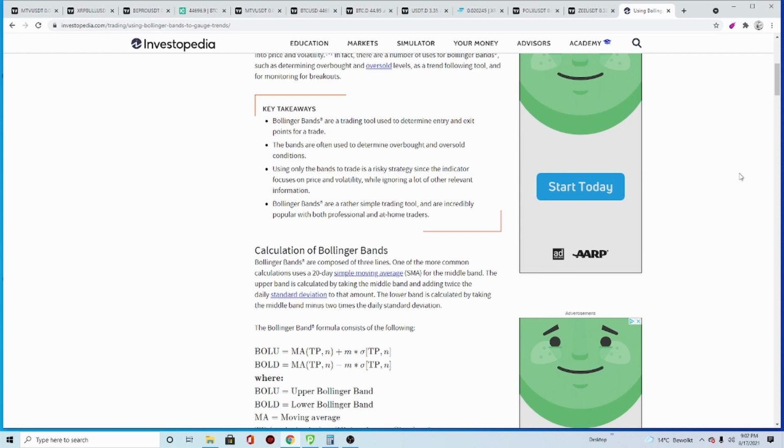Bollinger Bands are a trading tool used to determine entry and exit points for a trade. The bands are often used to determine overbought and oversold conditions. Using only the bands to trade is a risky strategy, since the indicator focuses on price and volatility while ignoring a lot of other relevant information. Bollinger Bands are a rather simple trading tool and are incredibly popular with both professional and at-home traders.